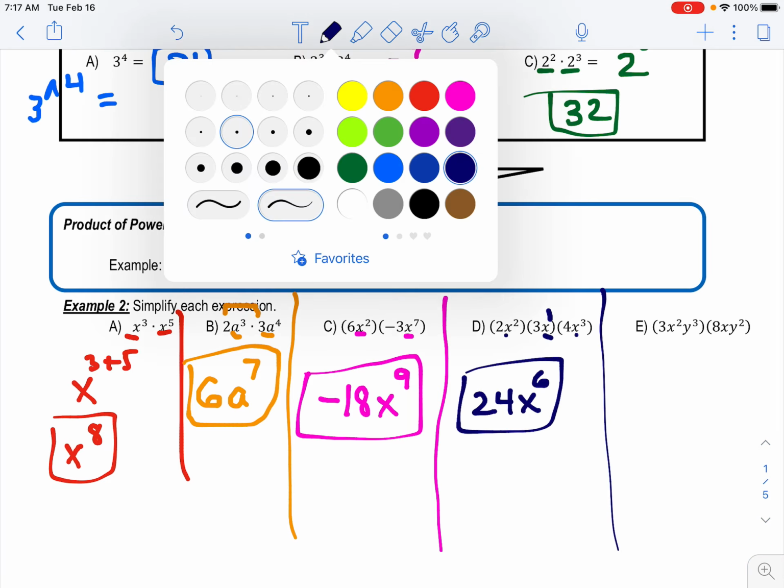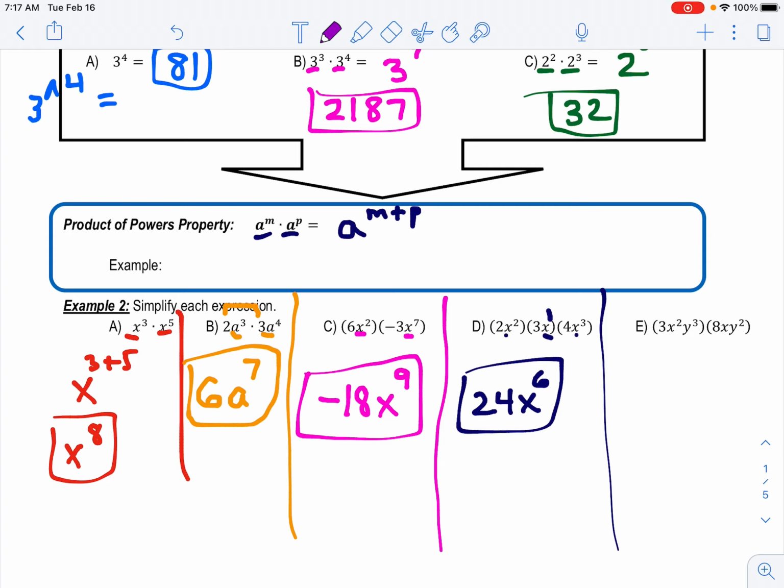All right, let's go ahead and try one more. Here we go. I've got a common base of x, I also have a common base of y's that can go together. 3 times 8 is 24. X, I have a 2 and a 1, so x to the 3rd. And then I have y to the 3rd and y squared, so 3 plus 2 is 5. So we can go ahead and combine those.